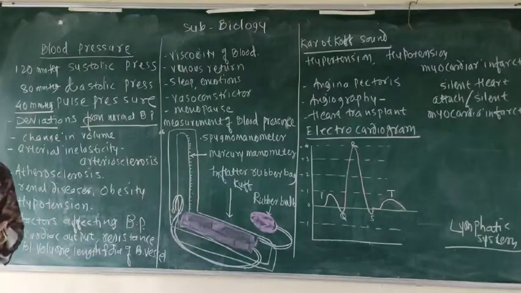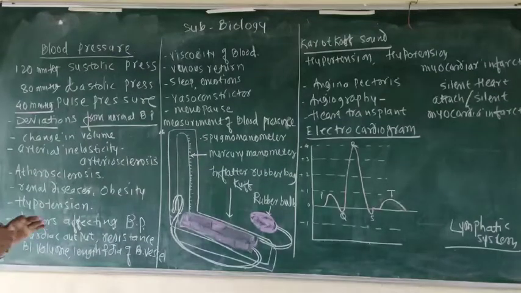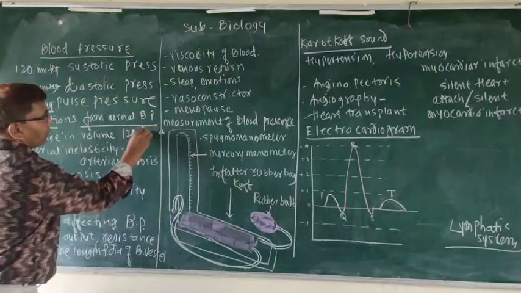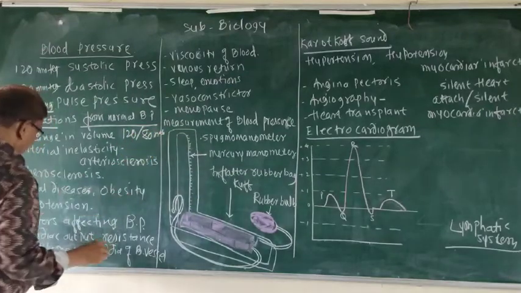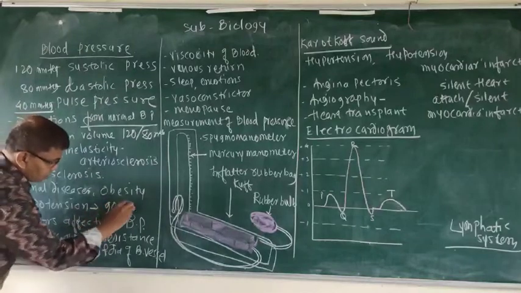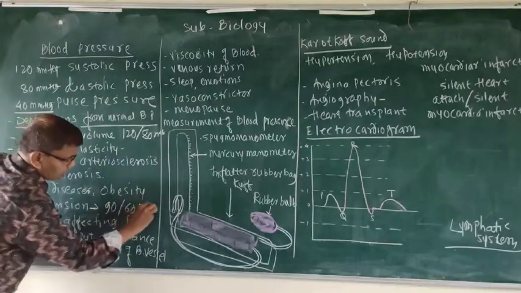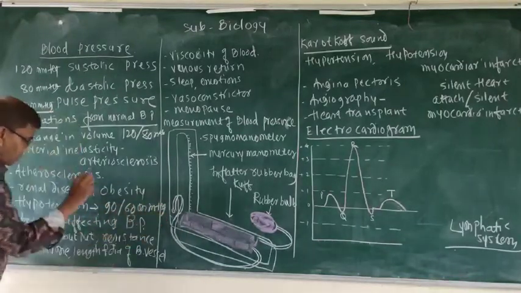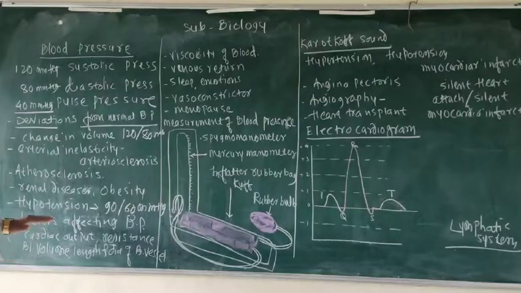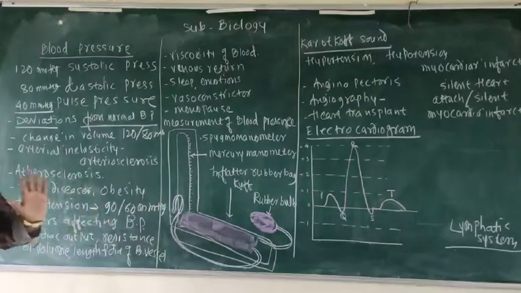Then what about hypotension? Hypo means below. Normal blood pressure is 120 over 80 mmHg. If the blood pressure goes below 90 over 60 mmHg, the situation is called hypotension, which is mostly observed due to less blood volume.